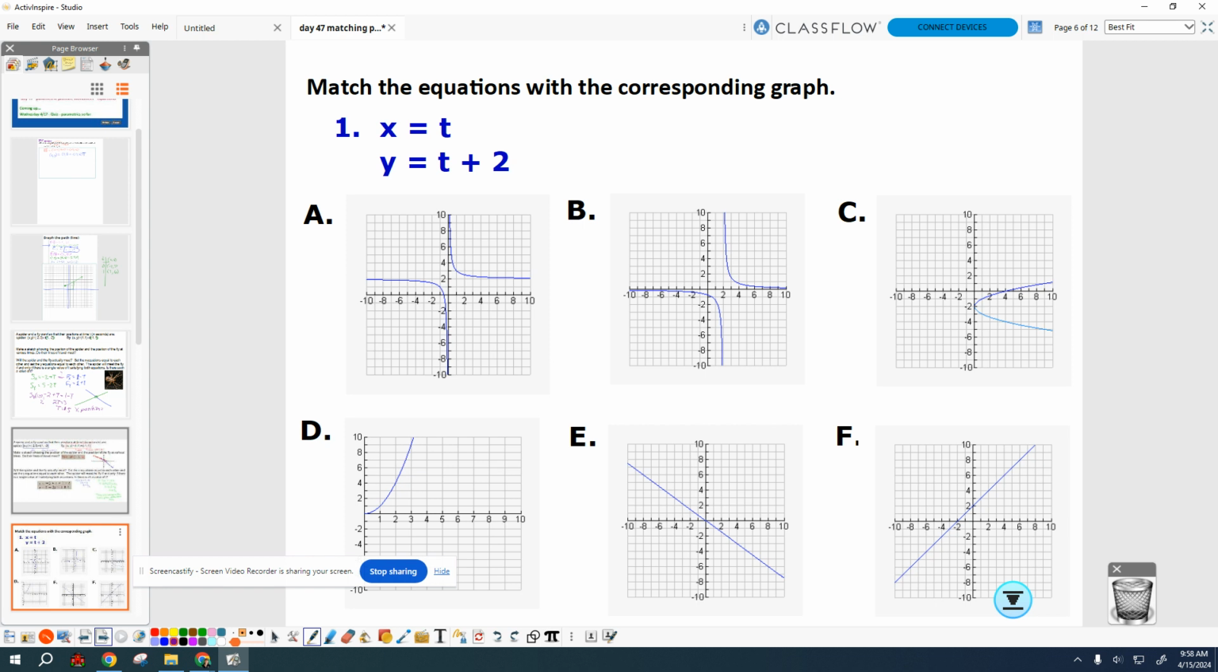So if x is 0, right? Yeah. And you plug in 0 plus 2. So 0 plus 2. Okay, so just plug in numbers.